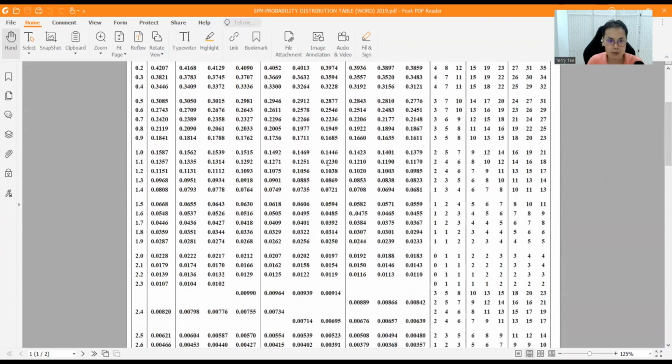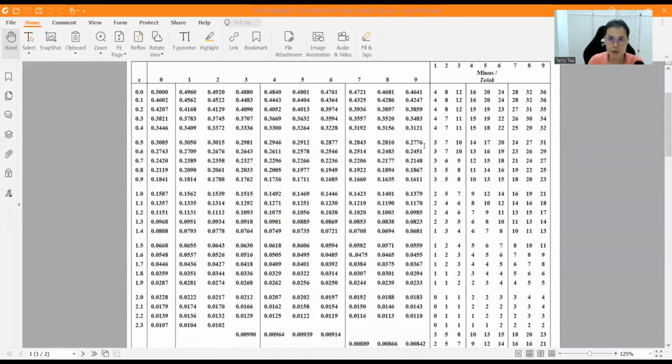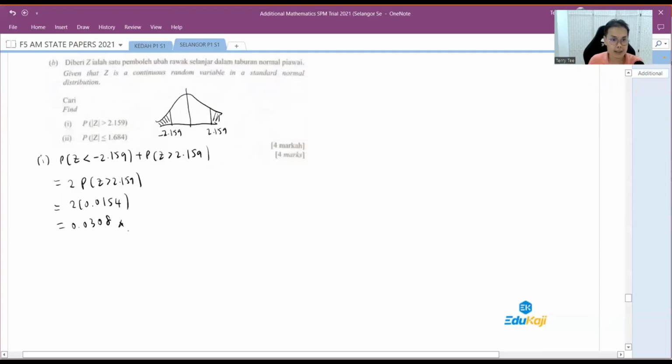2.159, you can see 2.1. Let me show you here. Okay, let me move this up. 2.159. You need to subtract 4 from the last digit. Yeah, when you subtract 4 from the last digit, you get 0.0154. Yeah, it's the same thing, but it's a bit slower. Yeah, calculator, obviously, it's a lot faster. Okay, so the first part is modulus more than.